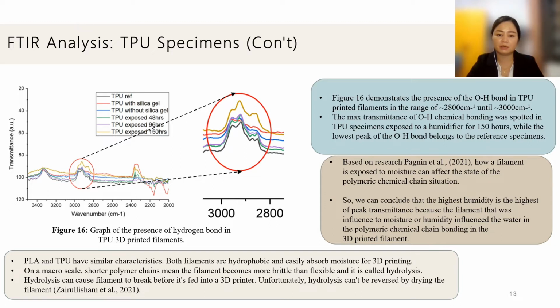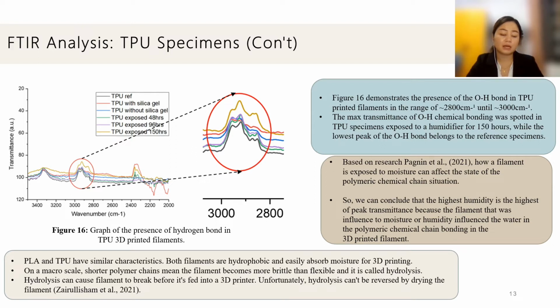Based on research by Pagnin and others, 2021, how a filament is exposed to moisture can affect the state of the polymeric chemical chain. So we can conclude that the highest humidity gives the highest peak transmittance, because the filament was influenced by moisture, the influence of water on the polymeric chemical bonding in the 3D printed filaments.